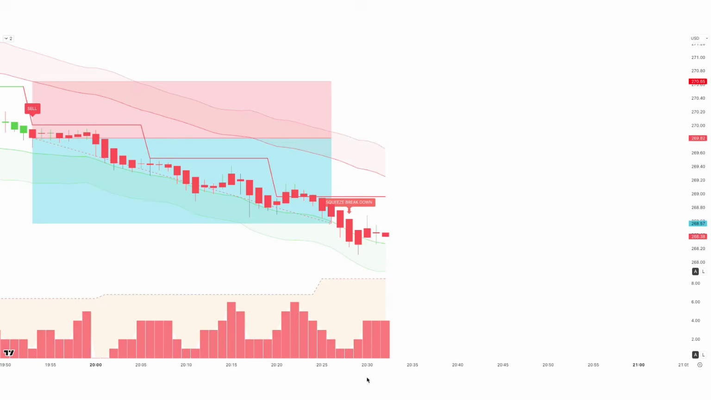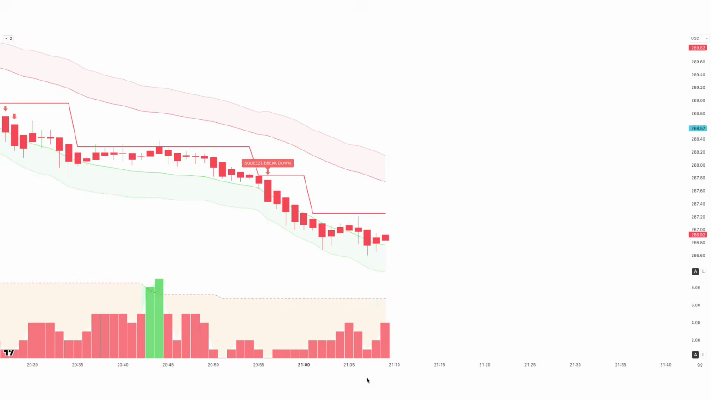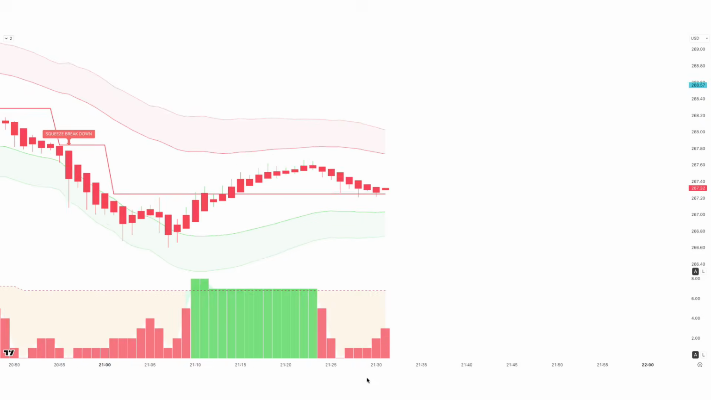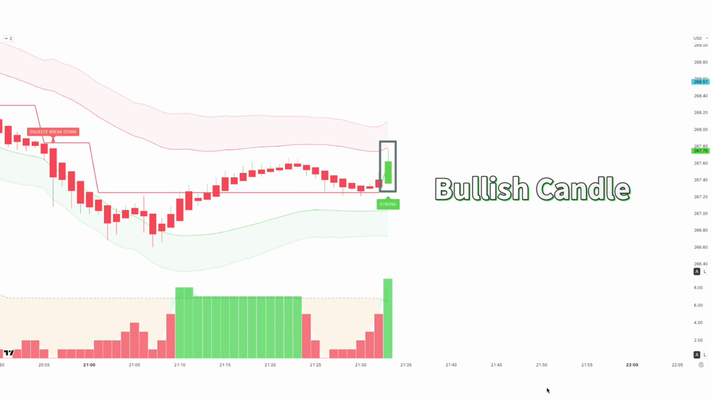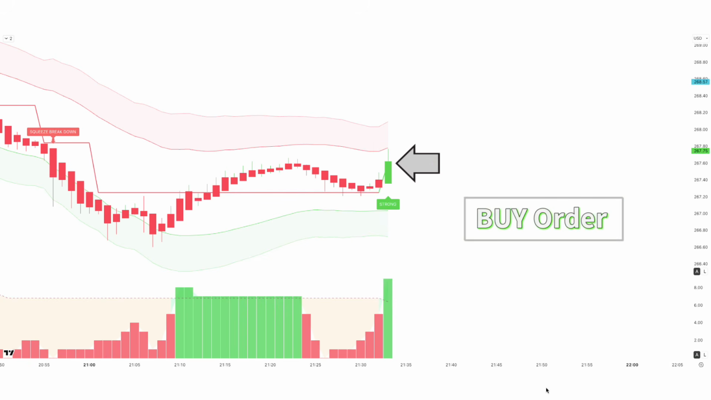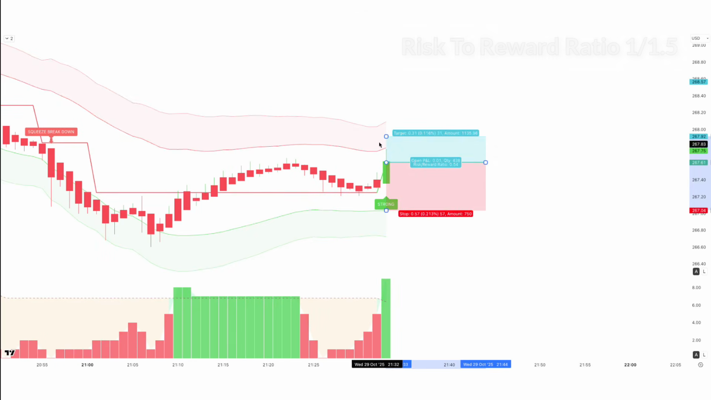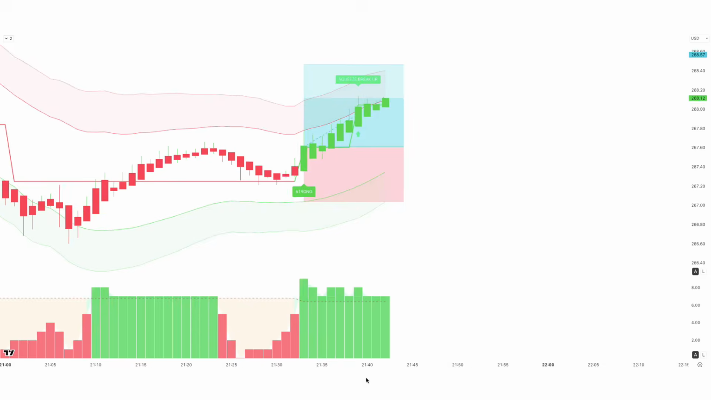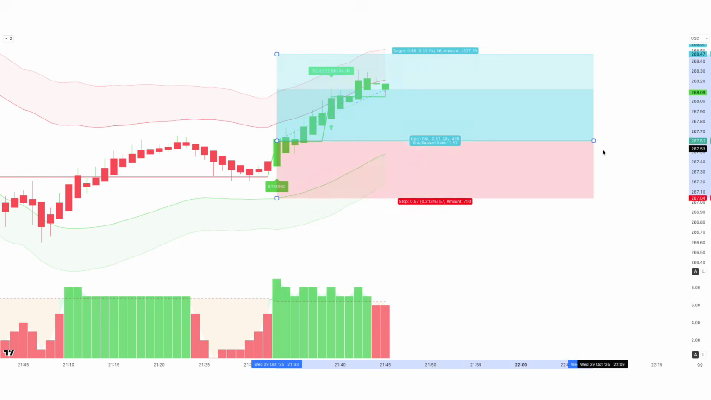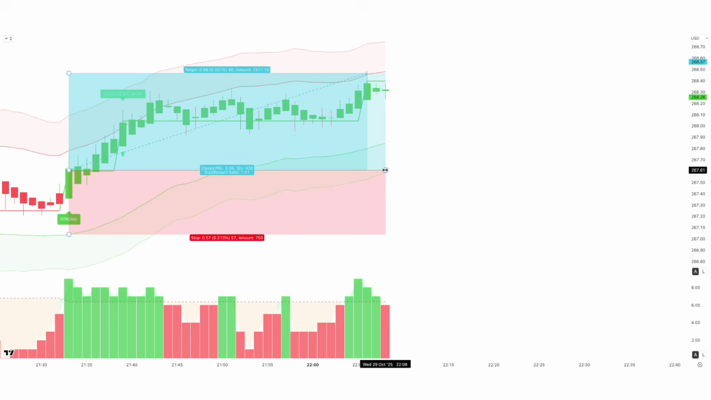Let us now understand the long position. When the Q Trend arrow of this indicator is a strong buy signal, the Horcrux oscillator should show green columns, and the market should form a bullish candle. If this condition is fulfilled, then we will place a buy order. Our stop loss is to be placed at the green line, and the risk to reward ratio will be 1 to 1.5. The market has completely hit the target.